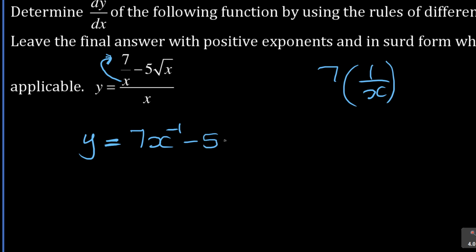Minus 5 x to the power of a half. And that's still divided by x. So at this point, the whole thing is divided by x. If I put brackets around it, that's basically multiplying by x to the negative 1. That is another way, and actually this is more proper for me.